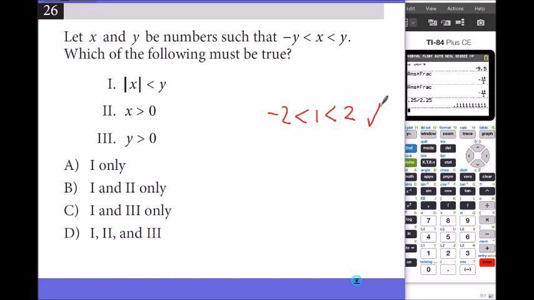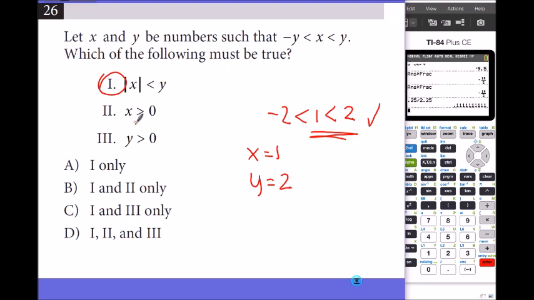We can try 0, but it doesn't work, right? 0 negative is less than 1. So let's stick with this for now. So x is 1 and y is 2. So absolute value of 1 is less than 2. Yes, if you just look at this, it must be true. So yes, x is greater than 1.